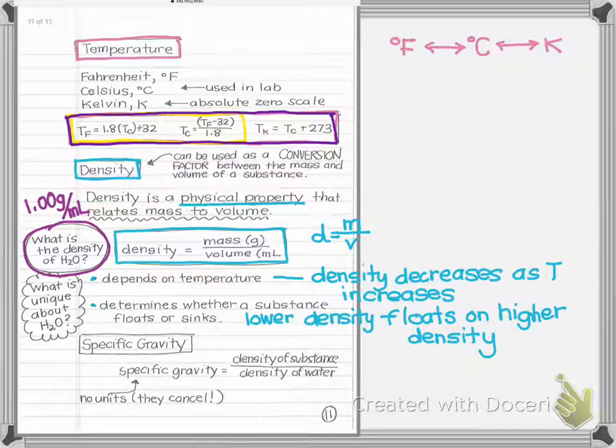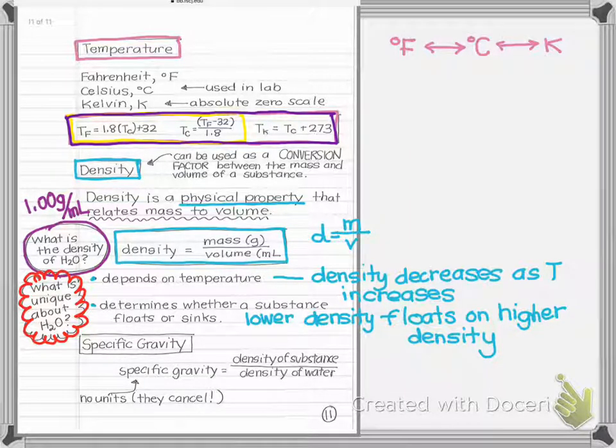Now remember, it changes with temperature. So this 1 gram per milliliter is around room temperature, which would be around 22 to 25 degrees Celsius. Now, what is unique about water? So that's its density. That's not particularly unique, but what is unique about water is that its solid has a lower density than its liquid.